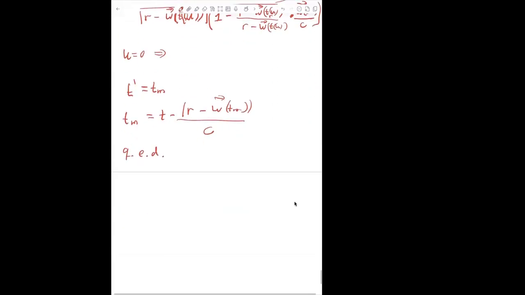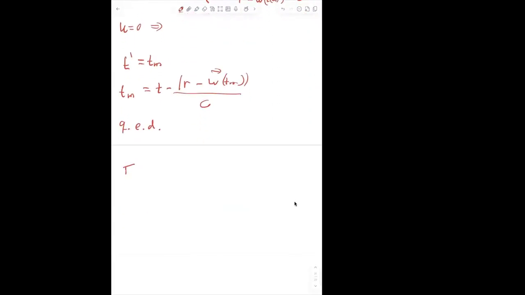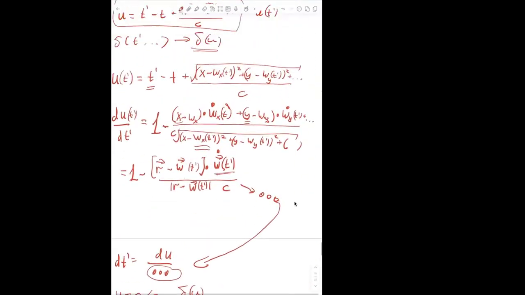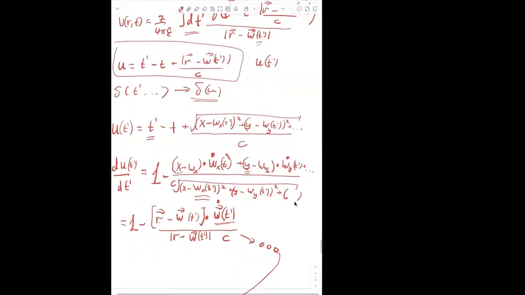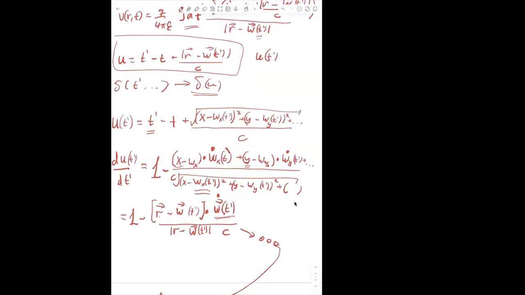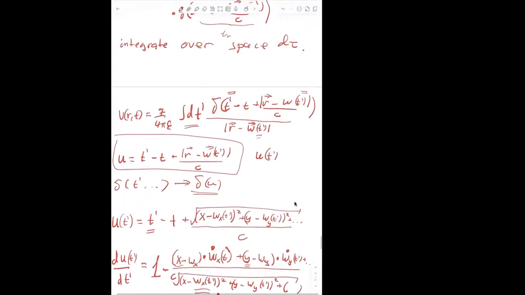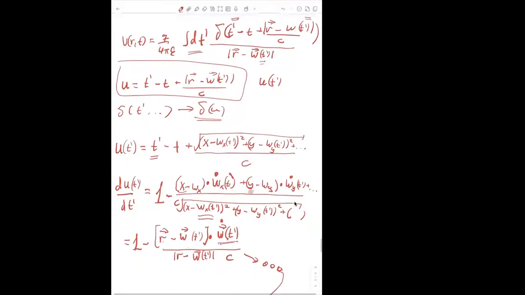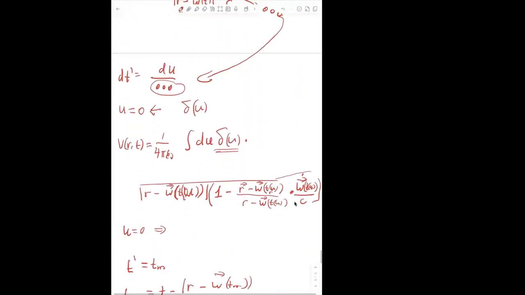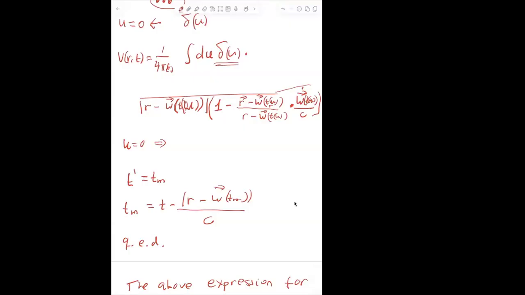So the above expression for V, r of t, is our basic claim. What do I mean by basic claim? I mean, this is what Mr. Griffiths announces in his book and explains a little bit more. But here I simply derived it by brute force. So I want you guys to have a break and please continue reading chapter 10.